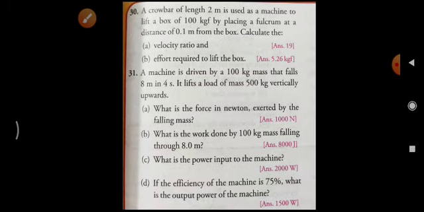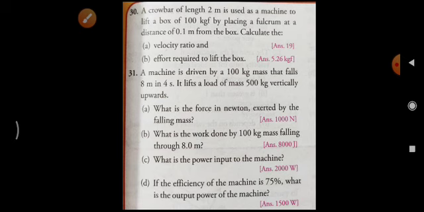Then the next question, number 30, a crowbar of length 2 meter is used as a machine to lift a box of 100 kilogram force by placing a fulcrum at a distance of 0.1 meter from the box.